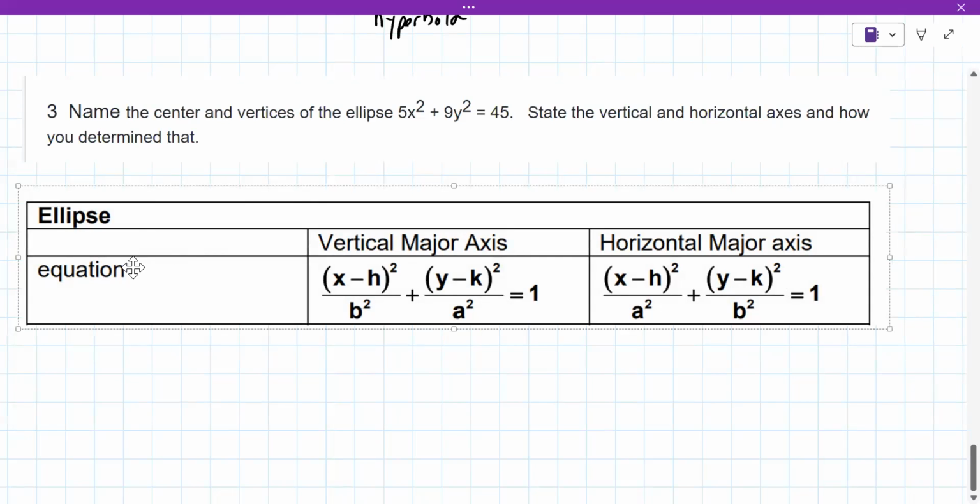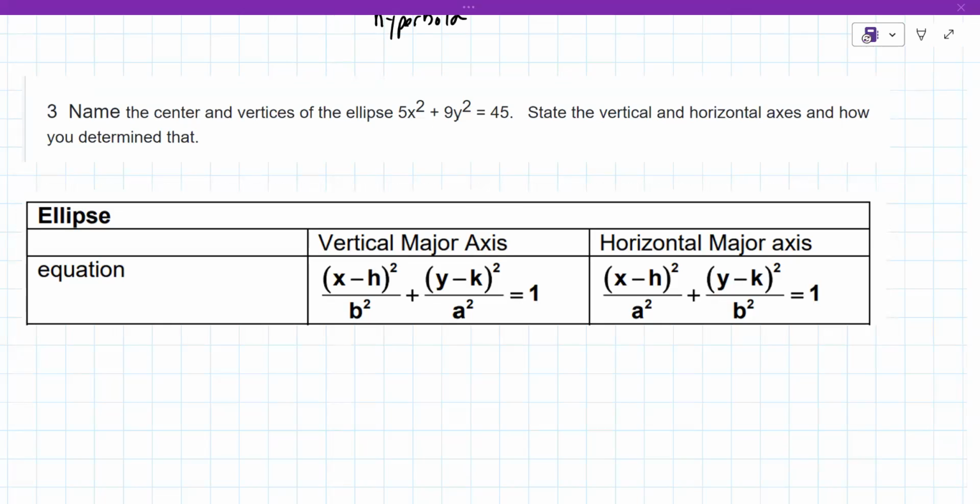So you have to decide whether this is a vertical or a horizontal major axis. And if you stare really hard at both of these, the only difference you notice is that one has the b squared under the x, and the other has the a squared under the x. And in this one, a squared is under y, and b squared is under y. And you're like, well, how do I even know? And well, the answer is you don't have enough information.